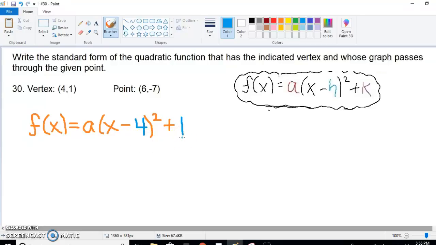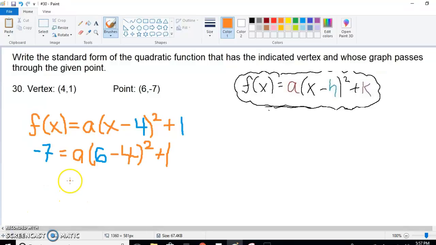The next step would be to plug in our point. So remember, f(x) is our output. That's the same thing as our y value. So we can replace f(x) with -7, and then we can replace our x with the value 6. So I plugged in -7 for y, plugged in 6 for x.